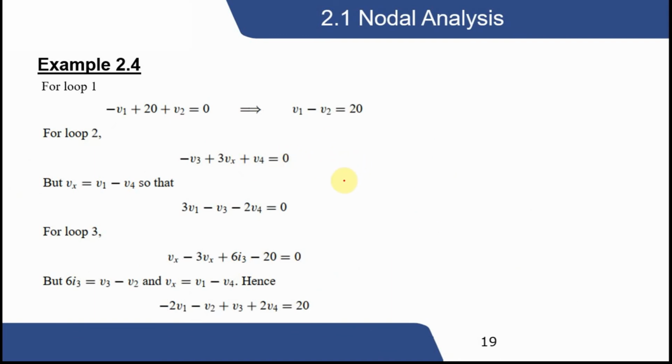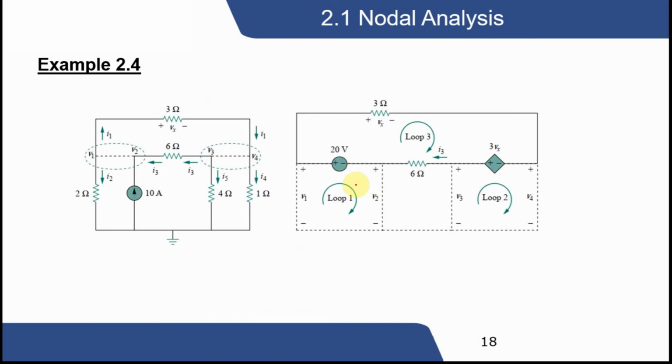Because we have already exhausted all the nodes, what we have to do is calculate the loops, using KVL. When we create loops, we have one loop here, another loop here, and another loop at the top. So we have 3 loops because of 3 sources. So minus V1 plus 20 plus V2, here minus V3 plus 3Vx plus V4. Vx is equal to this one.